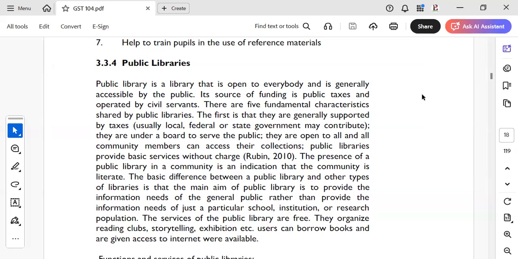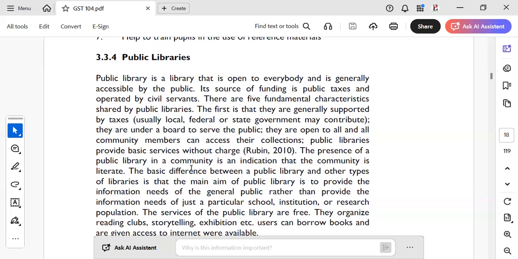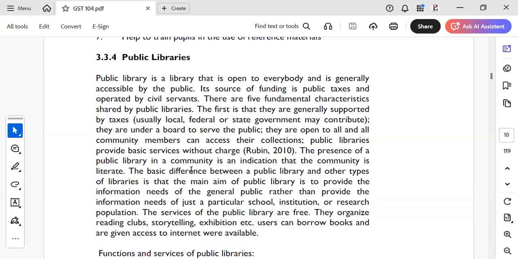And for people to visit the library, it is people that are literate, people that know how to read, that will visit the library, not somebody that is selling pepper on the road who doesn't even know what a library is. So that is the meaning of that statement. For you to even see a library in any community, it means the community is full of literate people.